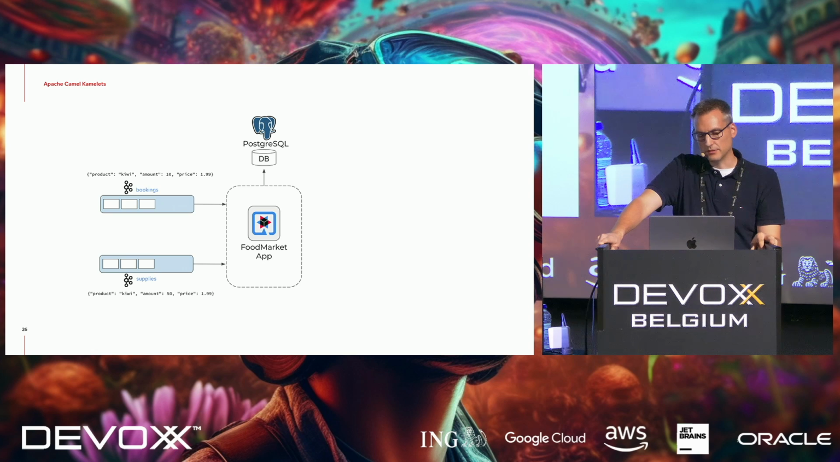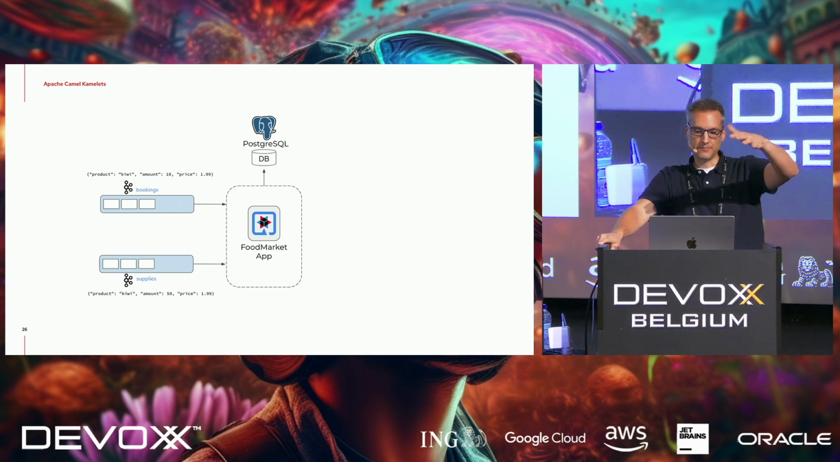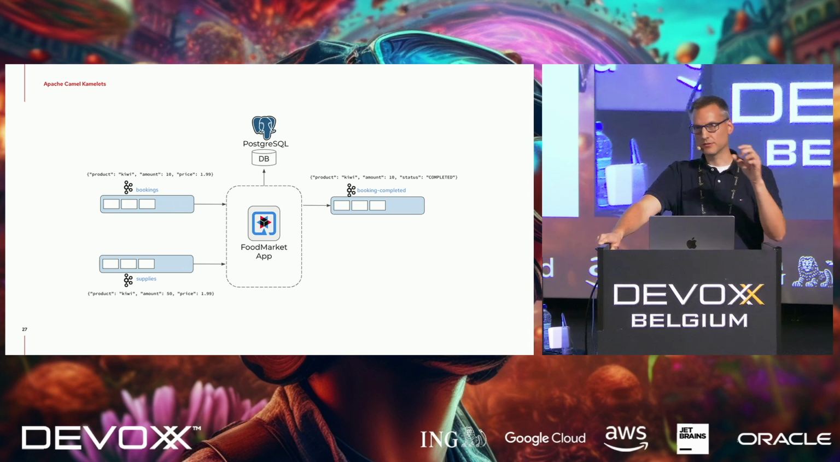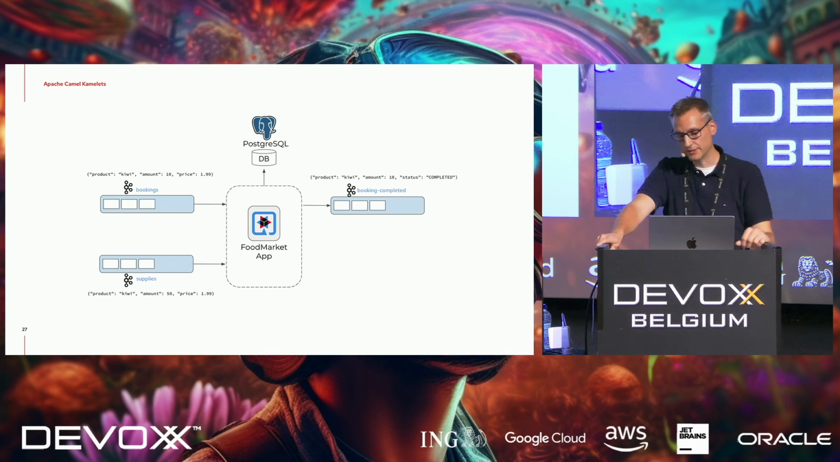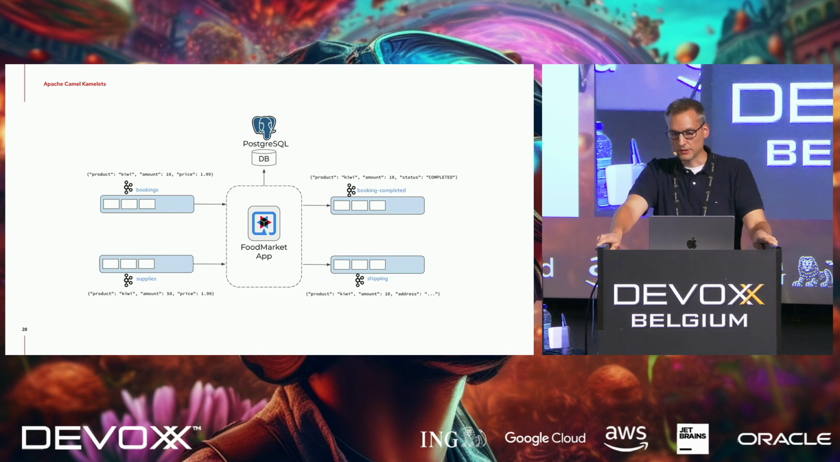And the application will also listen for supplies, so that when a user puts in a booking and a supplier puts in a supply, and these two actually match, then the application will complete the booking and send out a completed event, a booking completed event, and it will send out a shipping event.